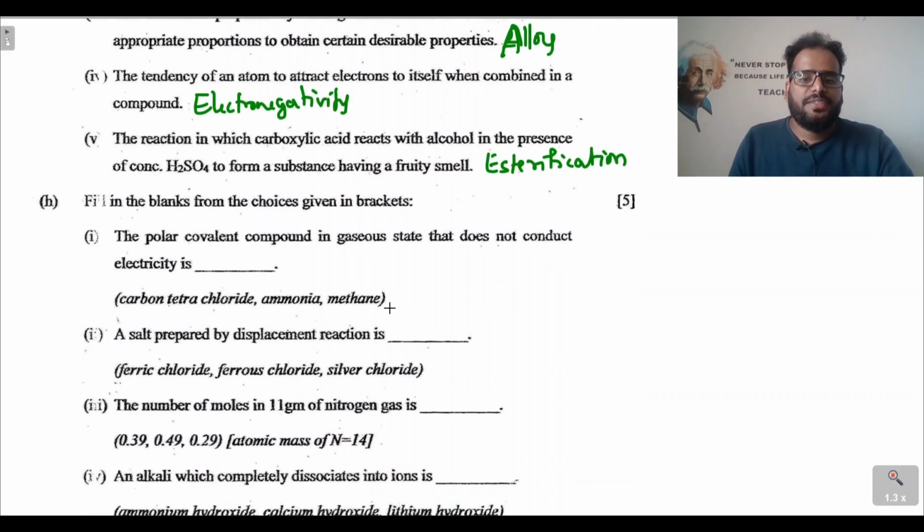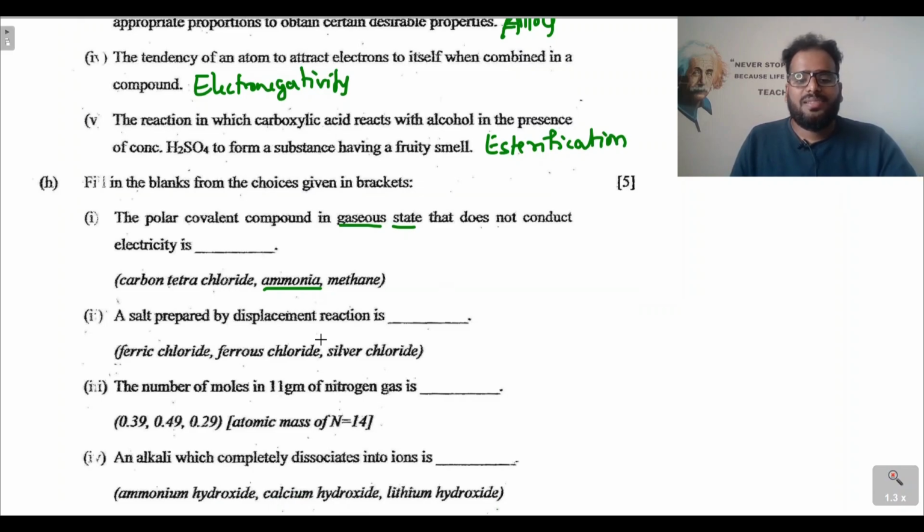Okay, fill in the blanks. Polar covalent compound in gaseous state that does not conduct electricity is. So gaseous state means, first of all methane gas, carbon tetrachloride liquid, ammonia is a gas, but methane and carbon tetrachloride both are non-polar. Okay, so ammonia should be the one for this. A salt prepared by displacement reaction. Displacement means here you will take acid and you will add a metal. So remember ferrous chloride is the answer. Ferric chloride would be combination: Fe plus Cl2, FeCl3 you get by direct combination. Silver chloride will be displacement reaction.